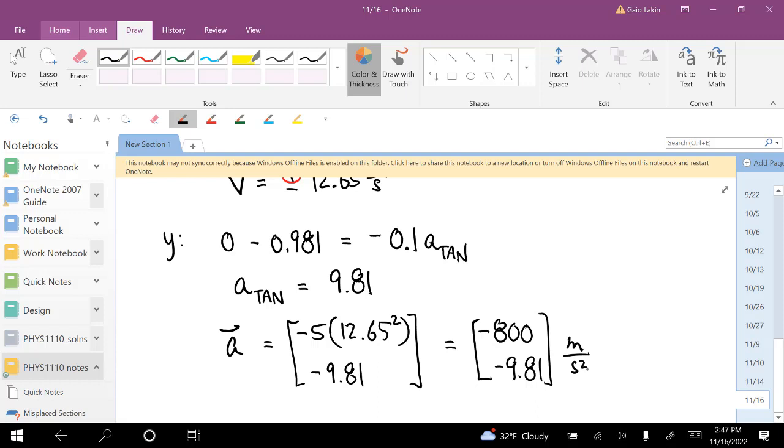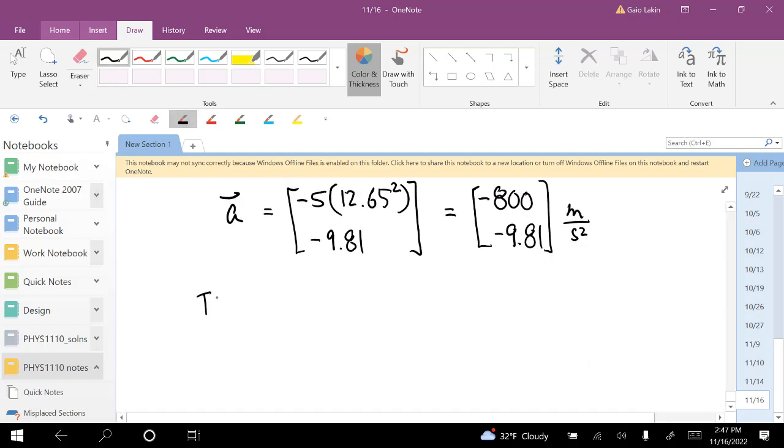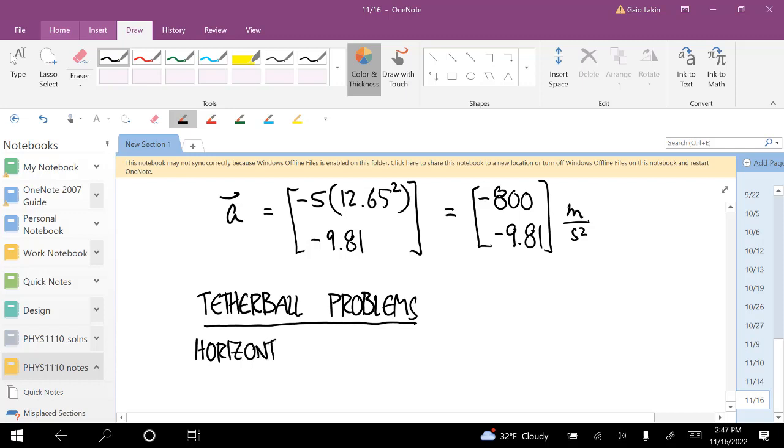The last type of problem, the only type of problem that doesn't follow this approach, are problems where you're in a horizontal circle and the only contact is a cable or a string. Okay, so those are tetherball problems. I don't know why I call it that, tetherball. You know what tetherball is? I mean, it's like that. So we're talking about problems where it's a horizontal circle only supported by a cable.